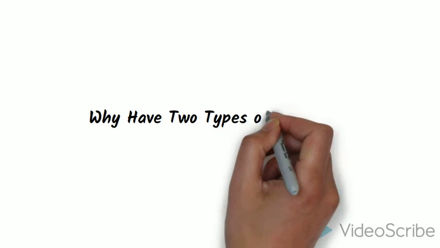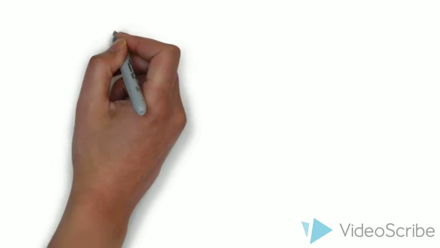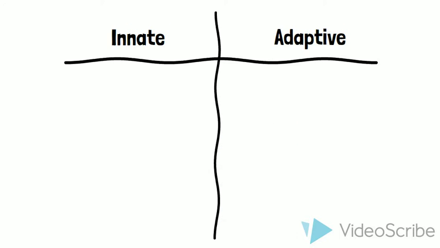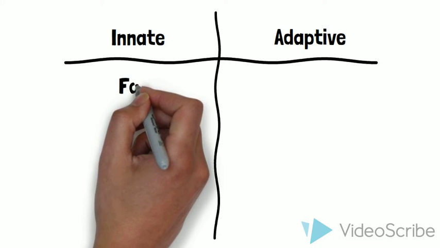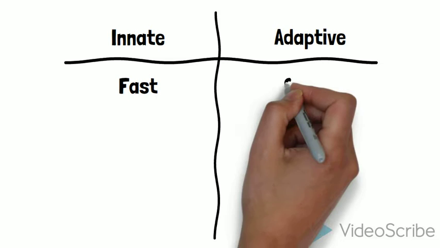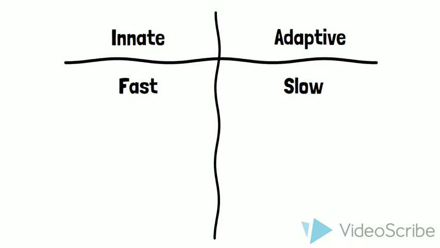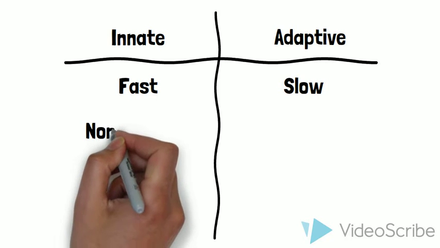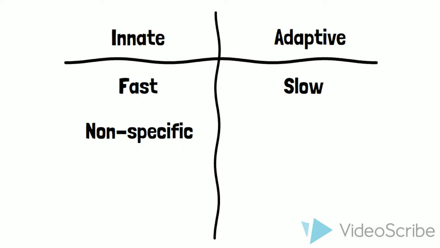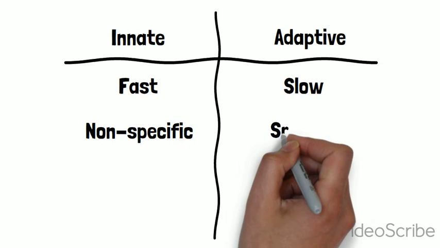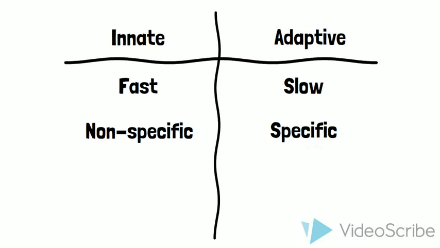So why have two types of immunity? To answer this question, it's important to look at the defining features of both immune systems side by side. The innate immune system is a fast immune system, while in contrast, the adaptive immune system is initially slower. As well as this, the innate immune system is a non-specific immune system, therefore only being able to recognise a small range of pathogenic molecules, or what we call antigens. Conversely, the adaptive immune system is a highly specific immune system and develops specificity over time.